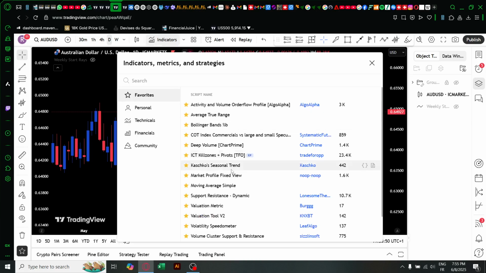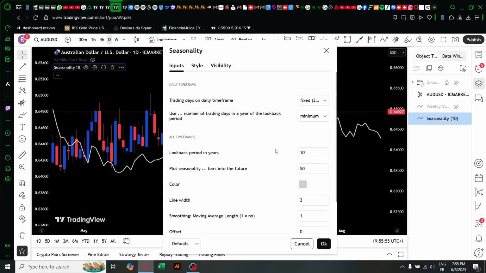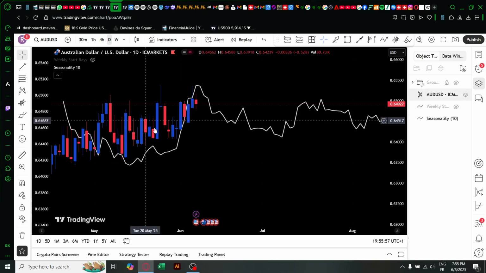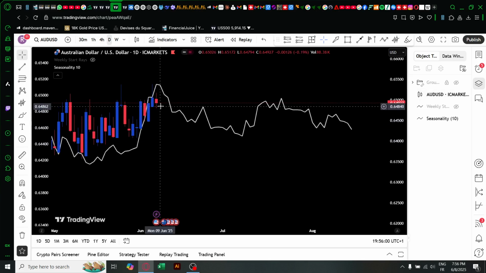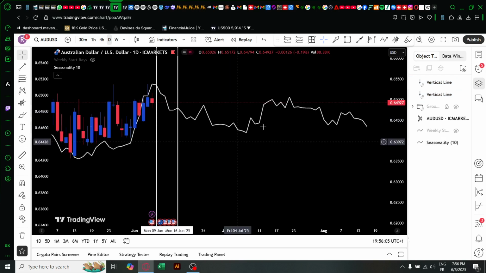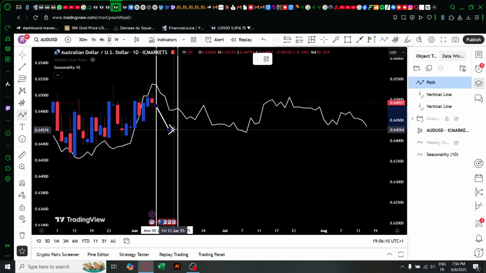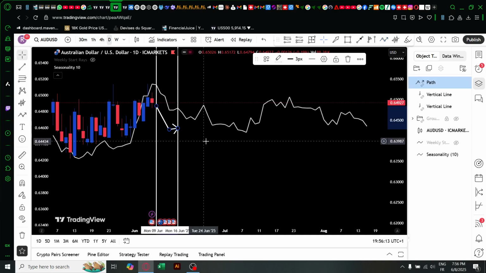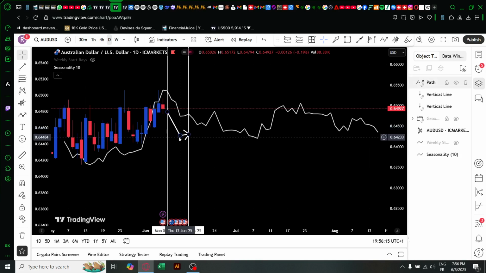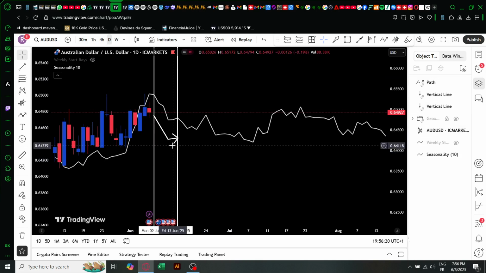So the first thing we're going to have is our seasonality, and those are the parameters I use. So what we can see is from Monday to Friday there is a clear downtrend, as you can see. So you can see a clear downtrend on the first 3 days, Monday and Tuesday and Thursday. So this is enough to know what's the general bias. So we're going to look for shorts.